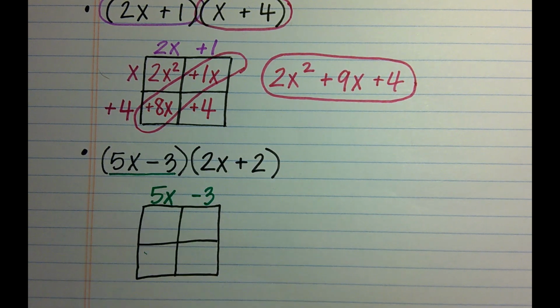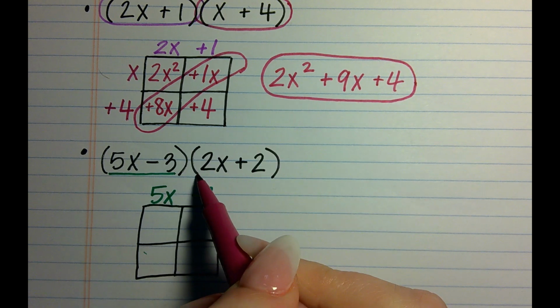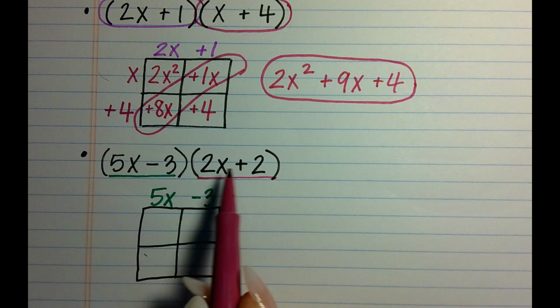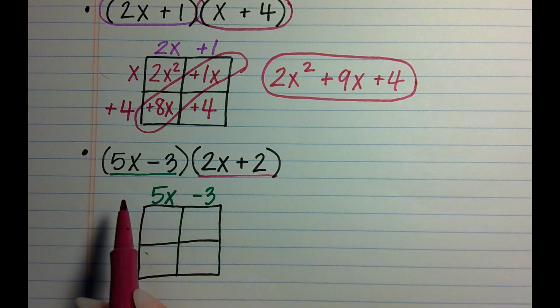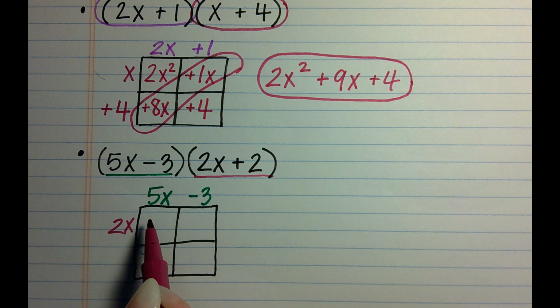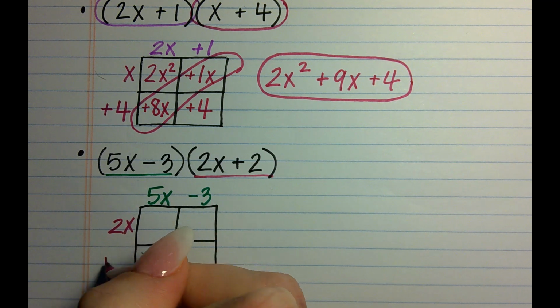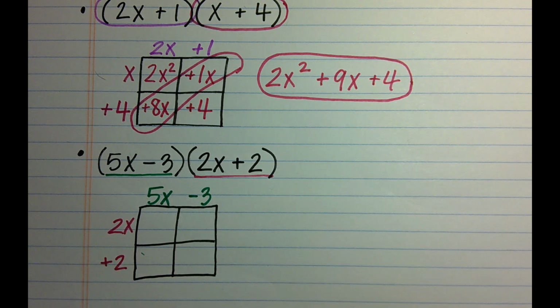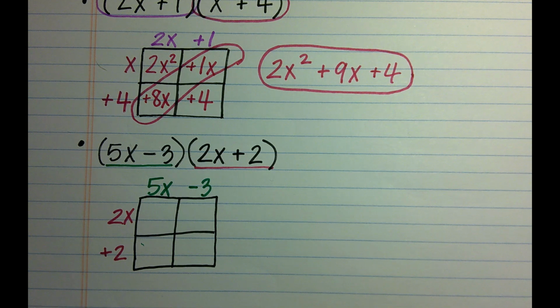So there's that one. Where do I write these next two terms? 2x goes right there where your pen is. Perfect. 2x goes here. Then under, the plus 2. Perfect. Plus 2. Awesome. Okay.